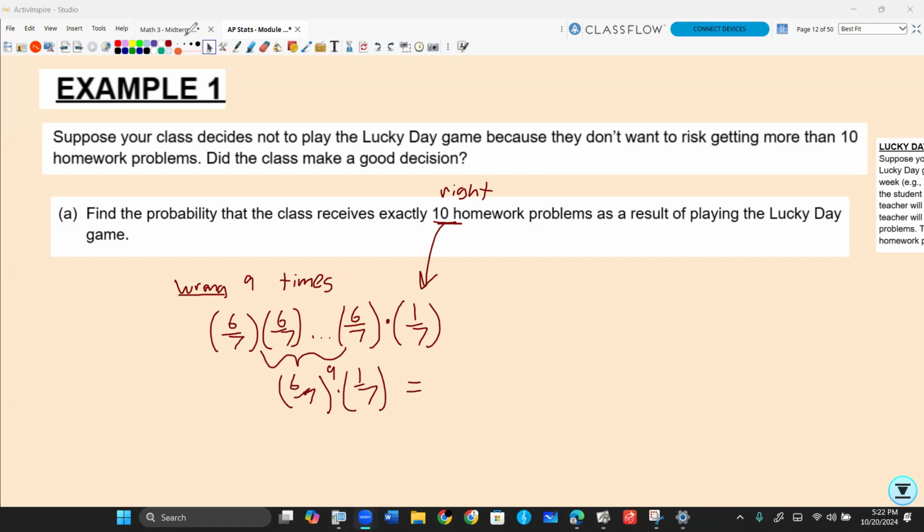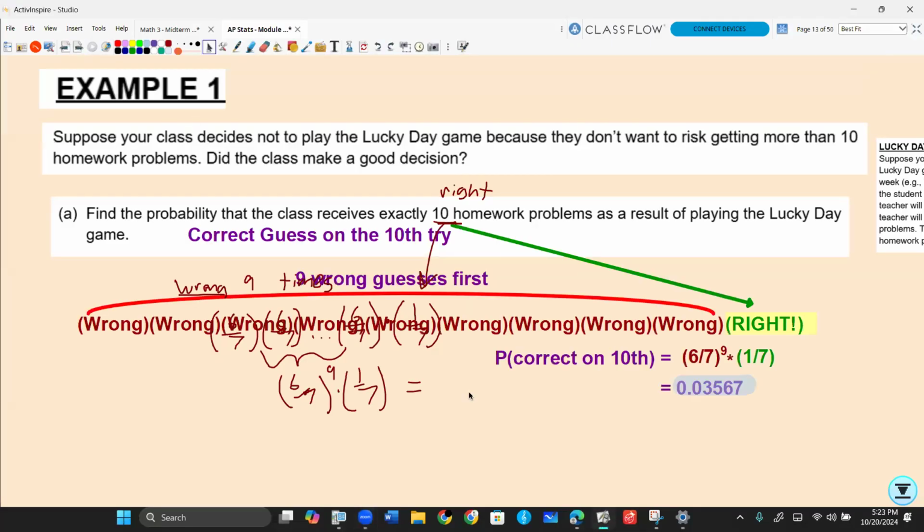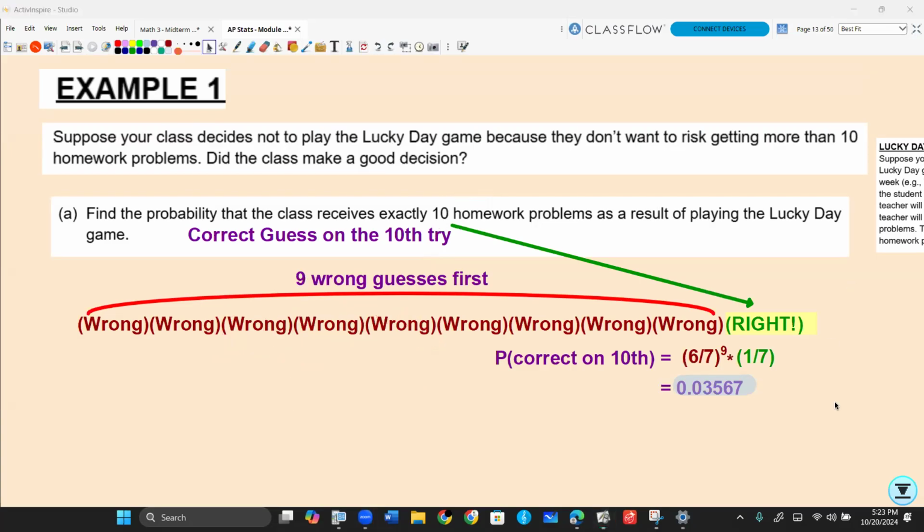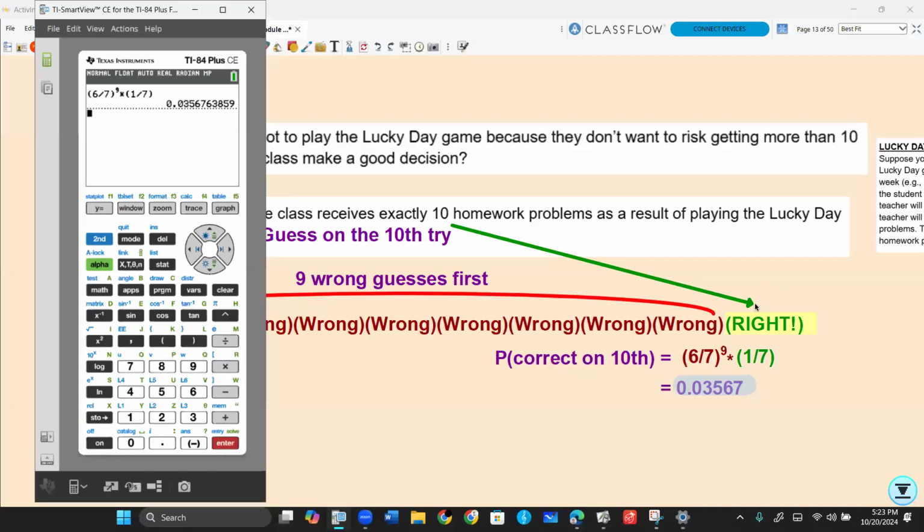So what does that look like? Well, let's have a little more cleaned out version of this for you. So we got 9 wrongs, 1 right. 6 out of 7 to the 9 times 1 out of 7 is going to be about 0.03567. So you have a 3.567% chance of getting it right on the 10th try and therefore getting 10 homework questions. And there's our math to back it up. So use your calculator to get that decimal.